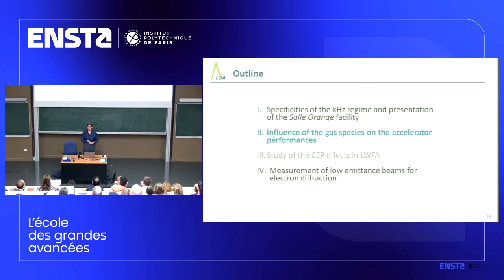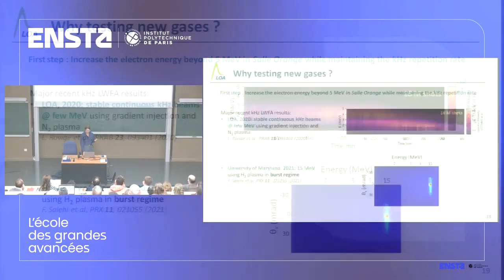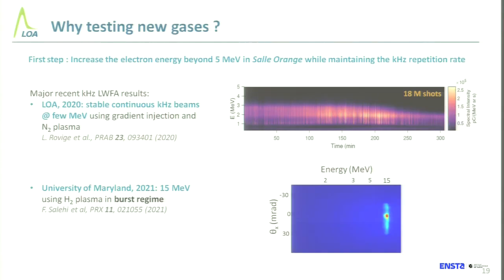So this was for the presentation of the setup. Now I will move on to the first big experiment I did during my PhD, which is the study of the influence of the gas species on the accelerator performances. Why did we want to test new gases to get higher energies?